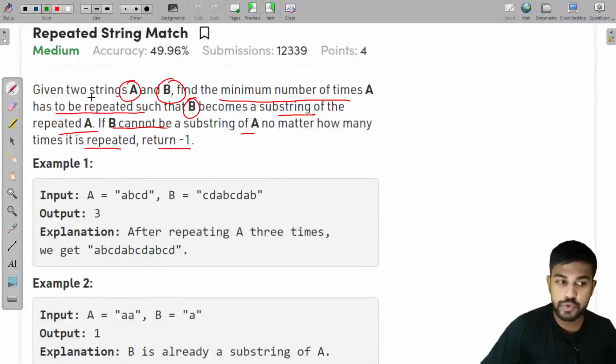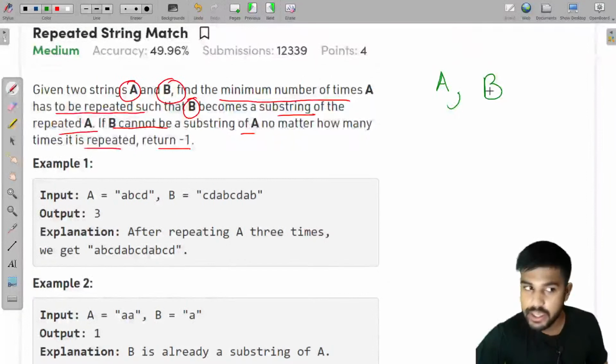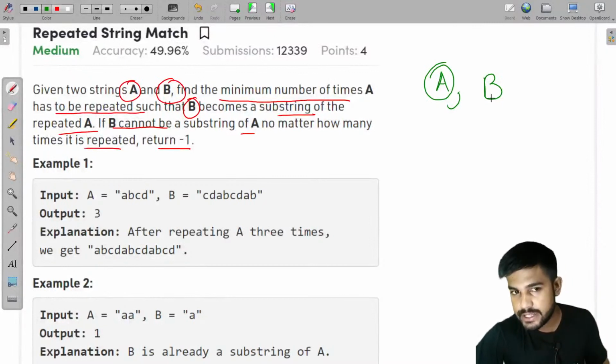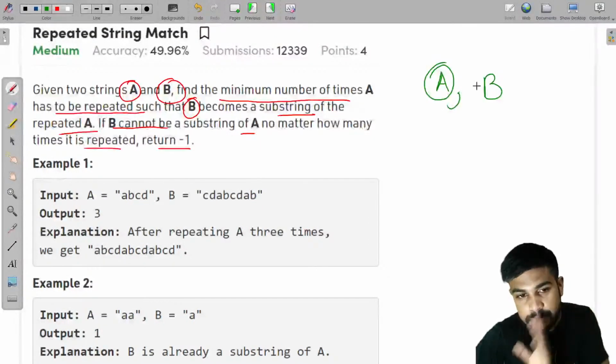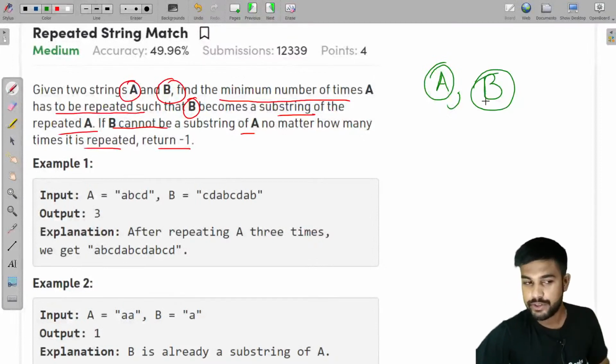Now what the question is trying to tell us is that we will be given two strings, a string A and a string B, and we need to tell how many times this string A needs to be multiplied so that B becomes its substring. I am trying to tell you what the question is telling us.